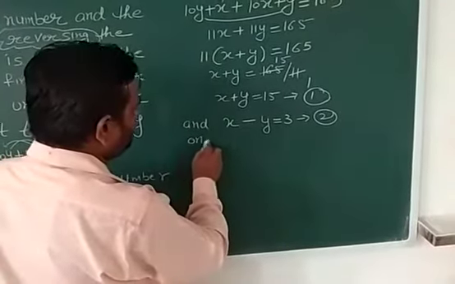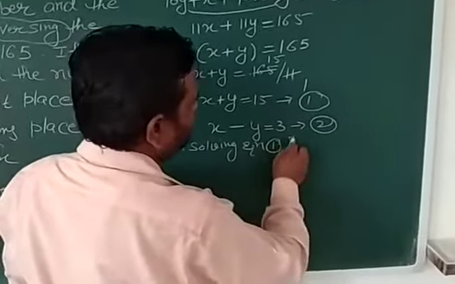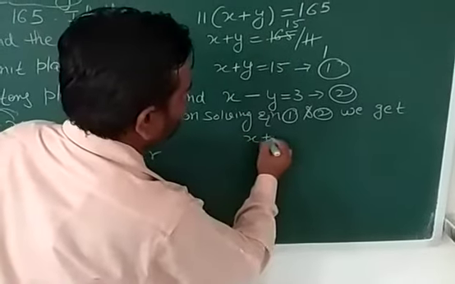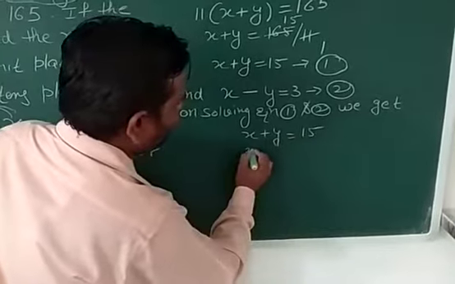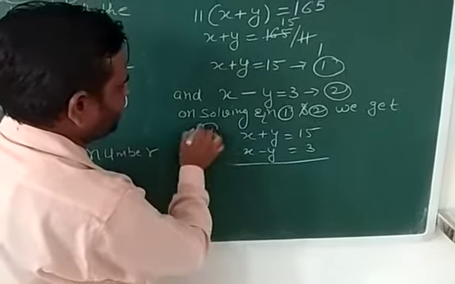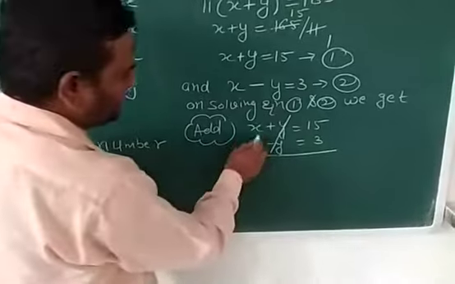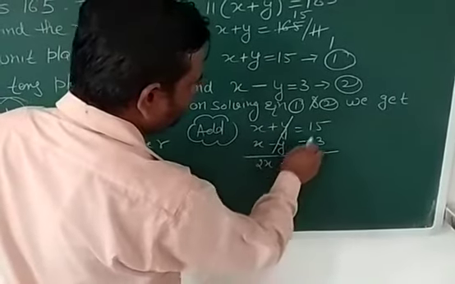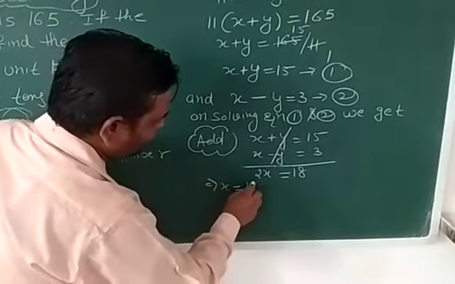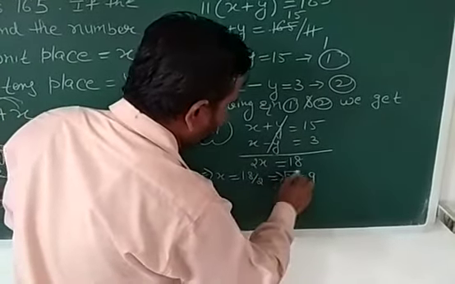On solving equations 1 and 2, we get: x plus y is equal to 15 and x minus y is equal to 3. If we add, the y with positive and negative sign cancel each other. x plus x gives 2x, equal to 15 plus 3, which is 18. So further, x is equal to 18 upon 2. So the value of x is 9, and keep it in the box.